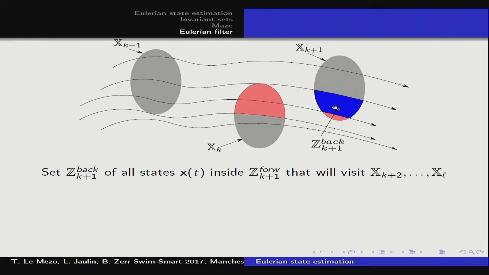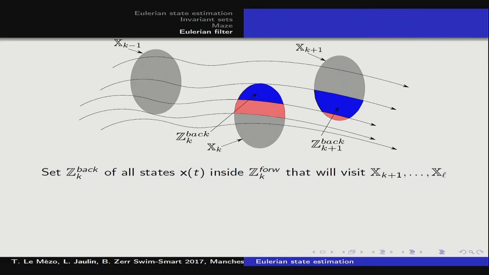I am on the blue. So how can I propagate this information backward? First, I have to compute the backward reach set corresponding to the blue and intersect it with this one. And I will obtain the blue here, and it is exactly what corresponds to the formula I have explained before.